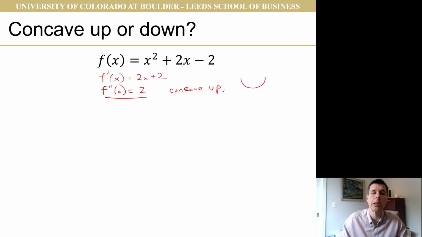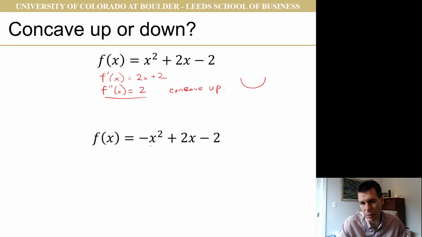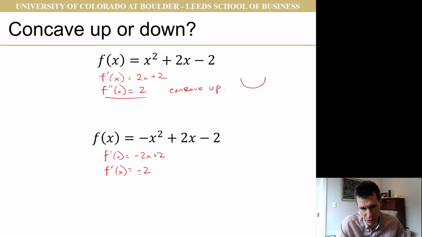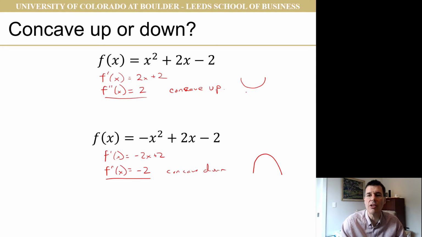F of x equals negative x squared plus 2x minus 2. Again, we can do the same thing. F prime of x equals negative 2x plus 2. F double prime of x, the second derivative, is negative 2. This function is concave down. Must look something like this. And of course, this is a parabola opening downwards, so it does look like this. So we can see, using the second derivative, whether a function is concave up or concave down.